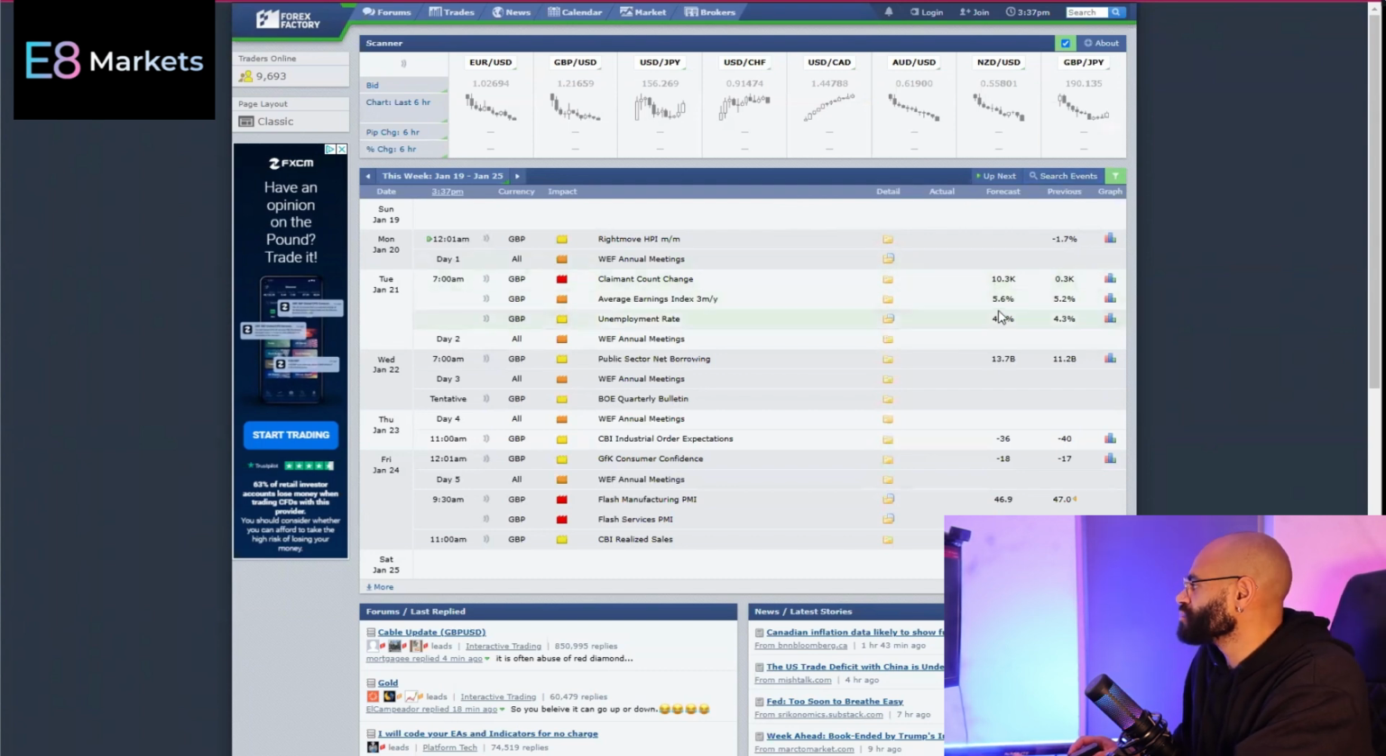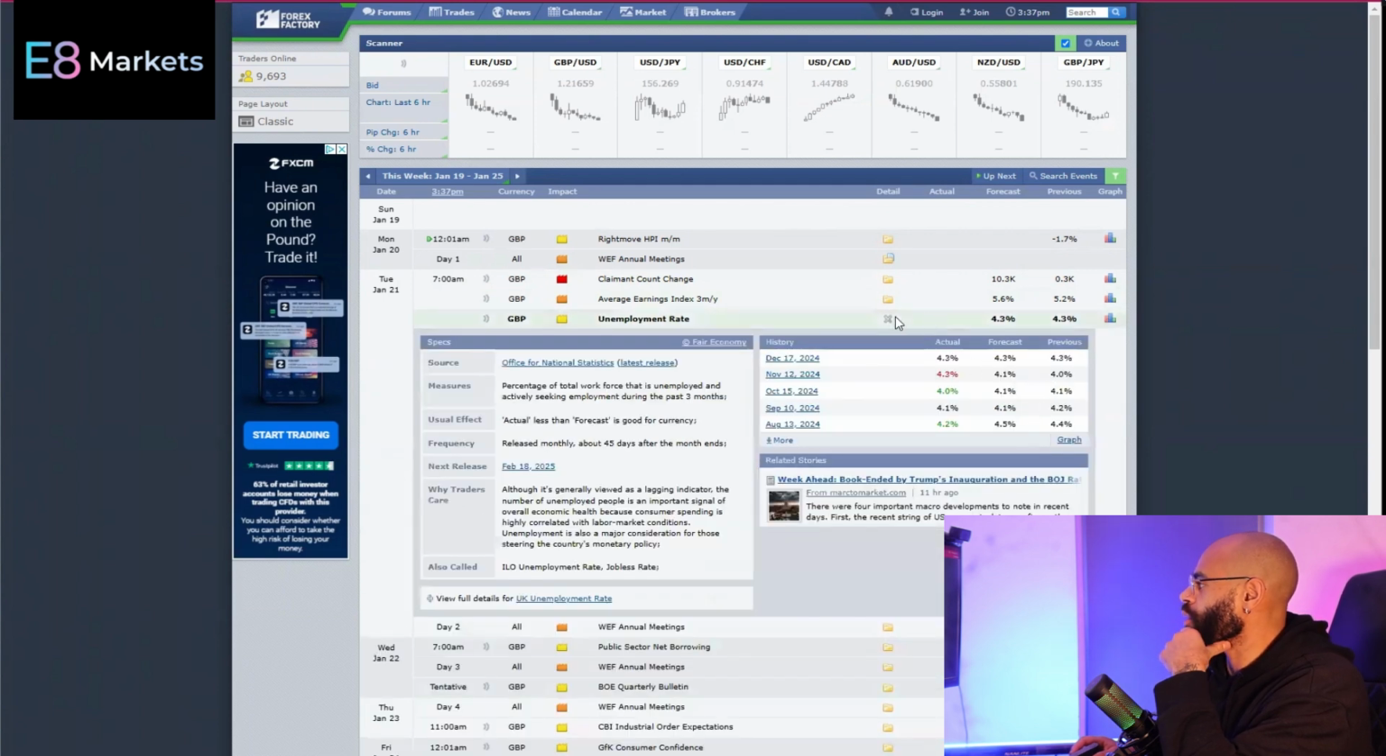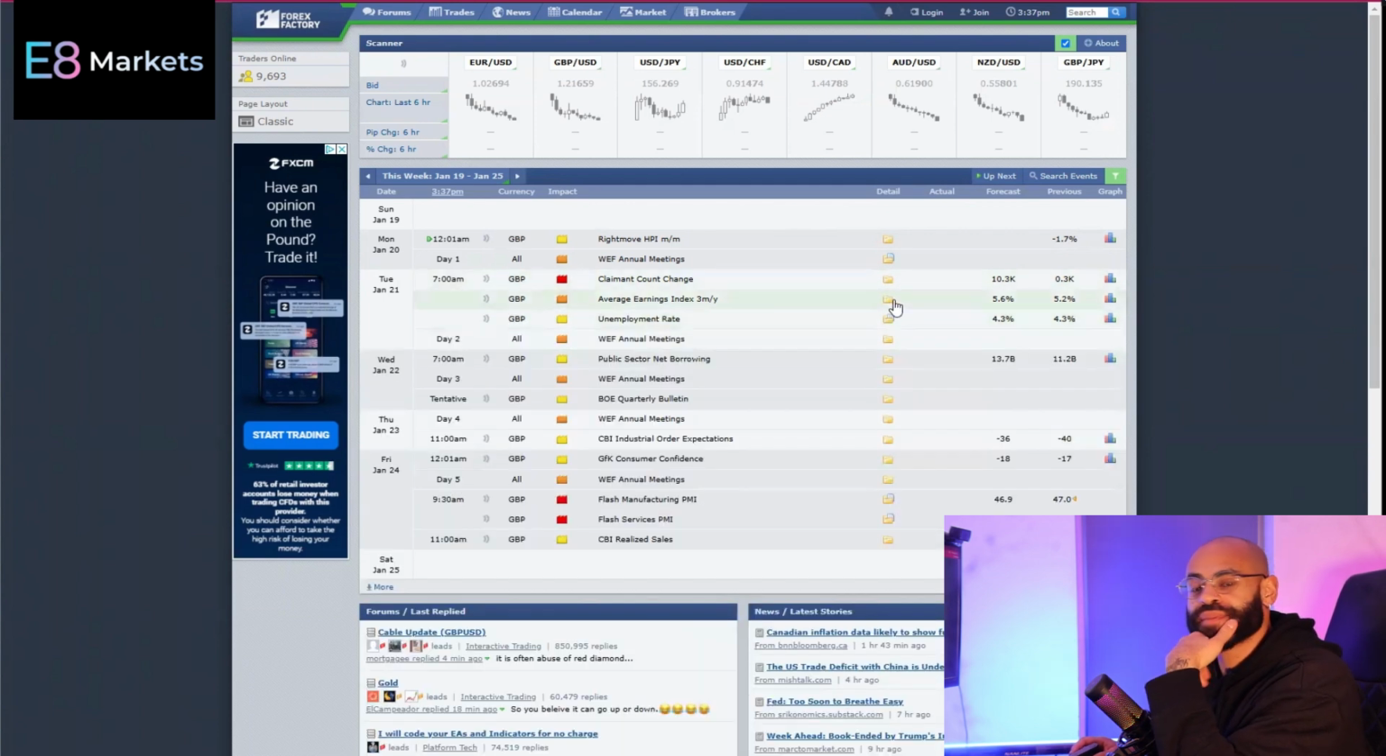These numbers, I think, are quite kind, quite generous. Expected pickup in the average earnings, 5.6%. Unemployment rate expected to remain steady at 4.3%. Obviously, a couple of months ago, we had a big jump up from 4% to 4.3%. And claimant count expected more unemployment claims this time round. For me, I'd like to see disappointing numbers, fitting with the narrative at the moment, with that feeding into that slowdown of the UK economy.